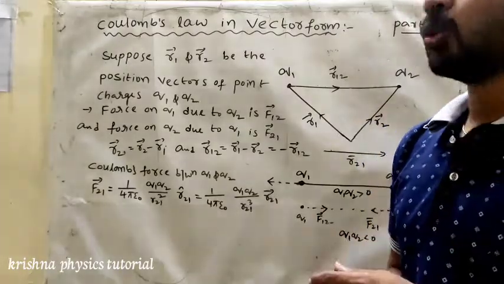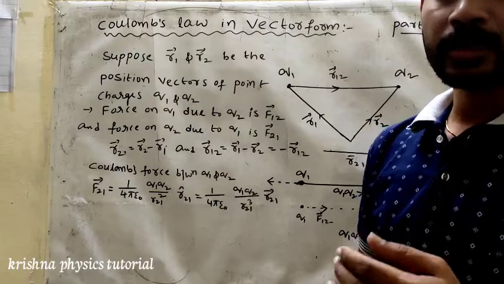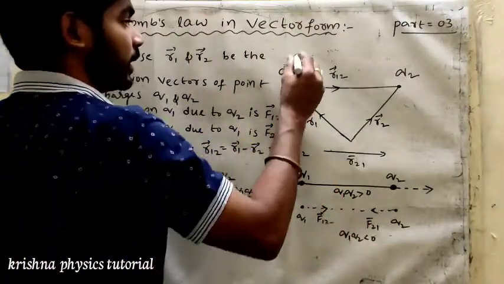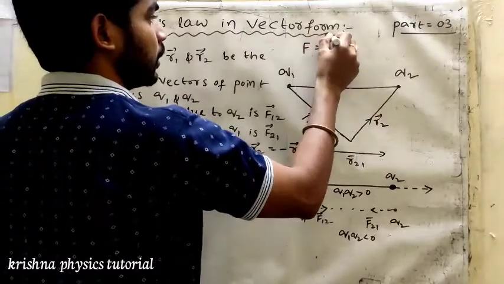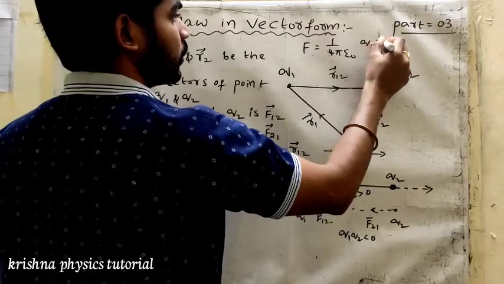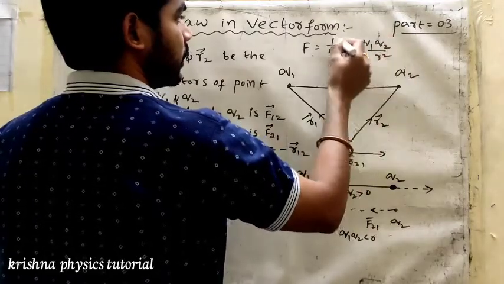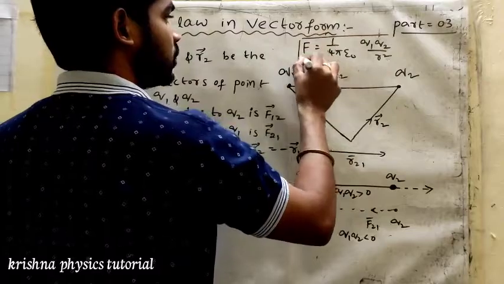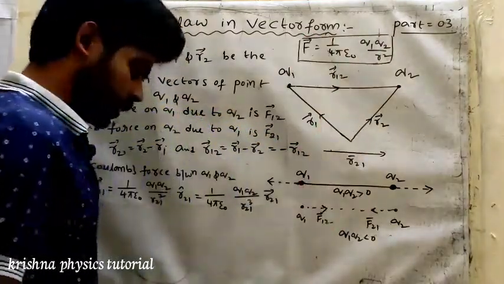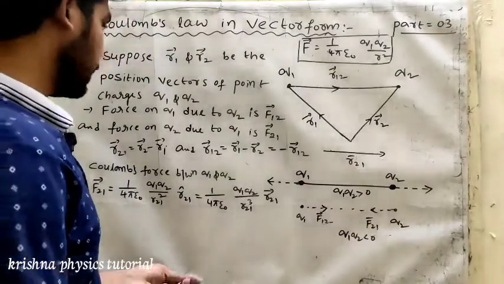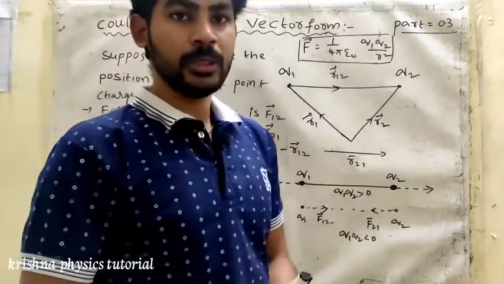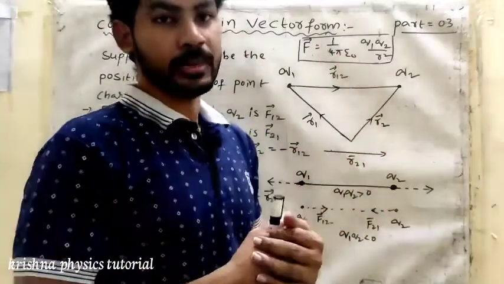We know the Coulomb's law formula. What is that formula? F is equal to 1 by 4 pi epsilon naught, Q1 Q2 by R square. Force is a vector quantity, so we denote it as F bar. So how can we write Coulomb's law in vector notation?